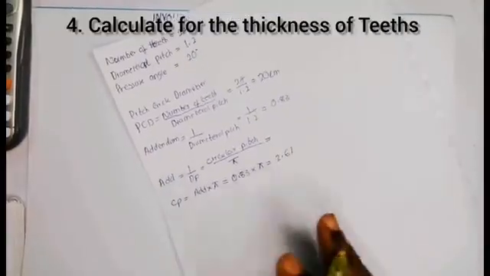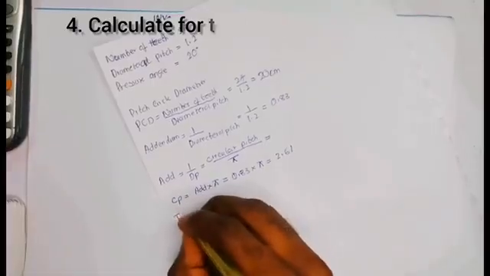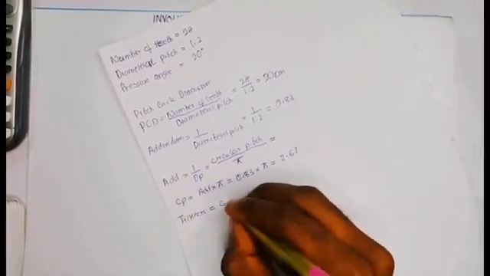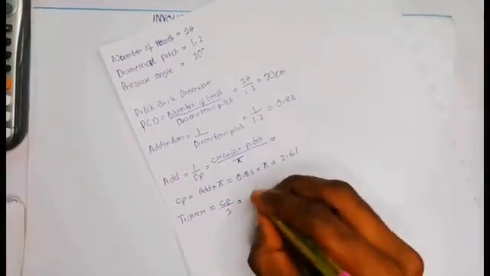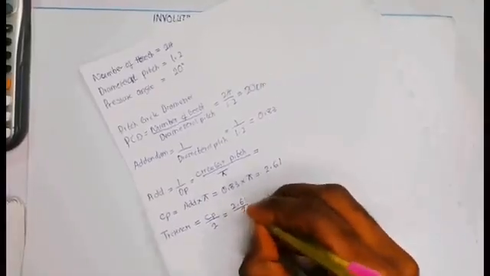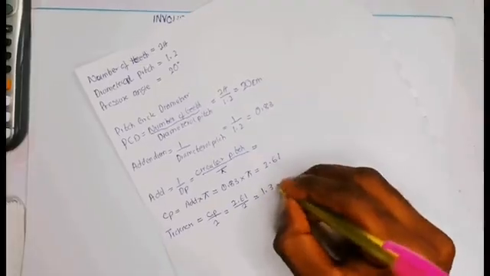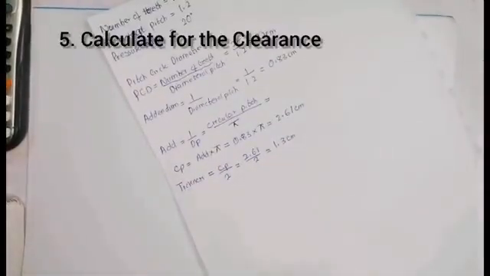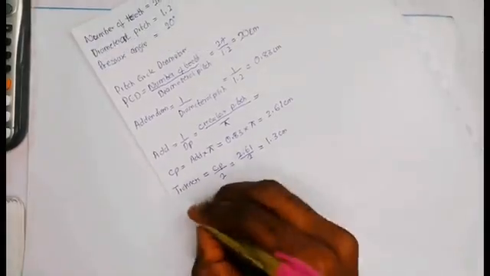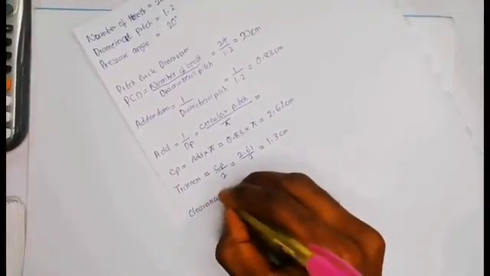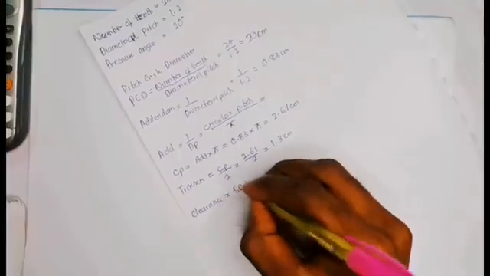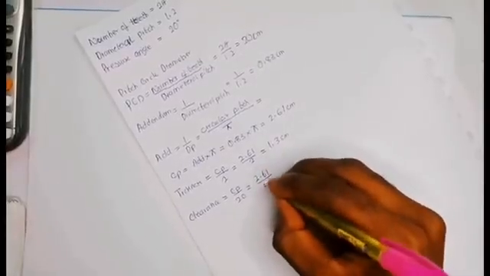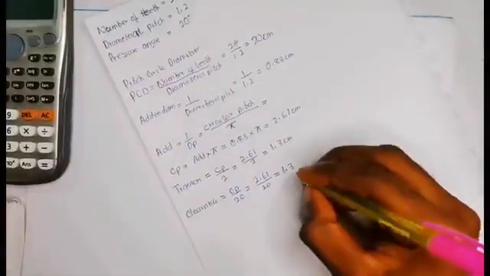Next off, we calculate for thickness of teeth, which is CP, which is the circular pitch, all over 2. Circular pitch, as we calculated earlier, 6.1 all over 2, which is 1.3, all in centimeters, not forgetting. Next off, we calculate for our clearance. The formula for clearance is CP, same CP all over 20. CP given us 1.2, as calculated earlier, all over 20, 1.13.